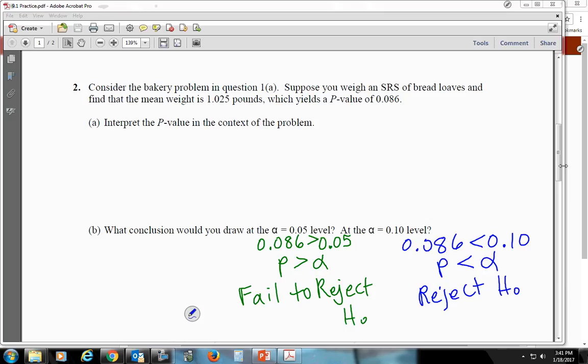That's a 0.086, right? It's the p-value that they had given us in number 2.